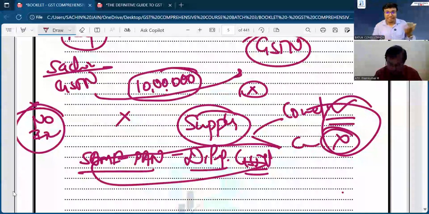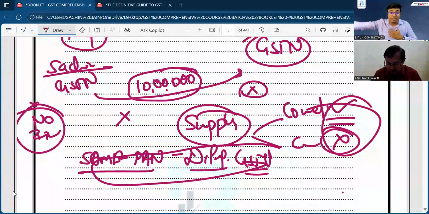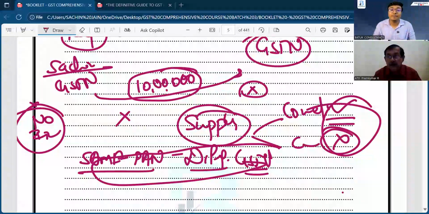Same PAN number means, if I have one office at Jodhpur, Rajasthan, another office at Gujarat, or Tamil Nadu or Bengaluru, in that case the PAN number will be the same because PAN is only one, GSTN different. And if same PAN, different GSTN and you are transferring the goods, in that case whether there is a consideration or no consideration, GST will be applicable.